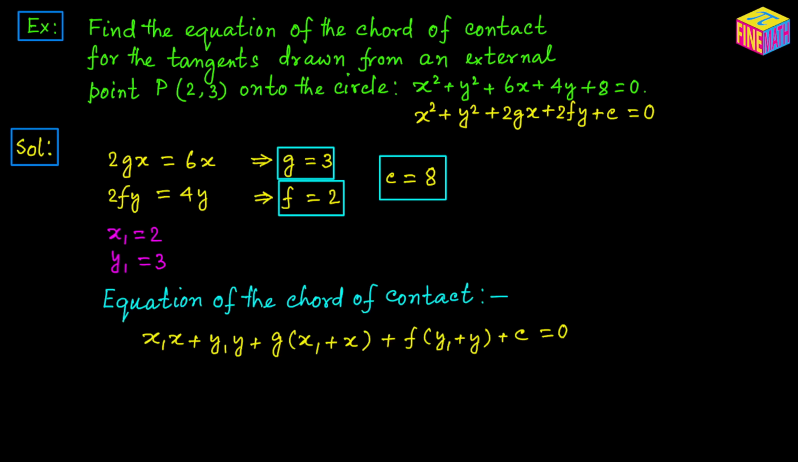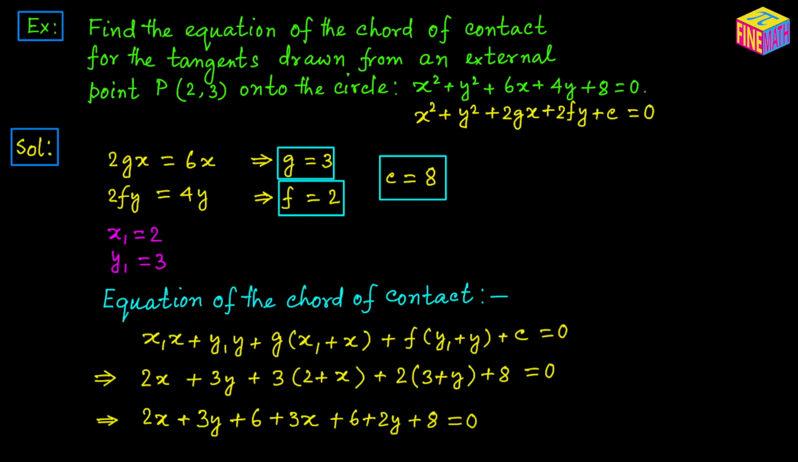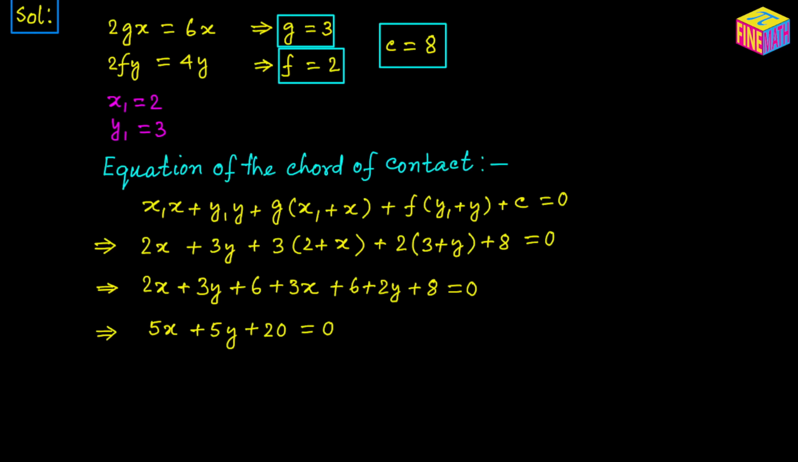Now let's plug in the values here. I mean the values of x sub 1, y sub 1, g, f and c. Once we plug in the values, the equation is going to look like this. And if we simplify the equation, it's going to look like this. And let's simplify a little more. The equation will look like this. And if we divide both sides by 5, because 5 is a common factor here, then we are going to be left with an equation which will look like this, and that is the answer.